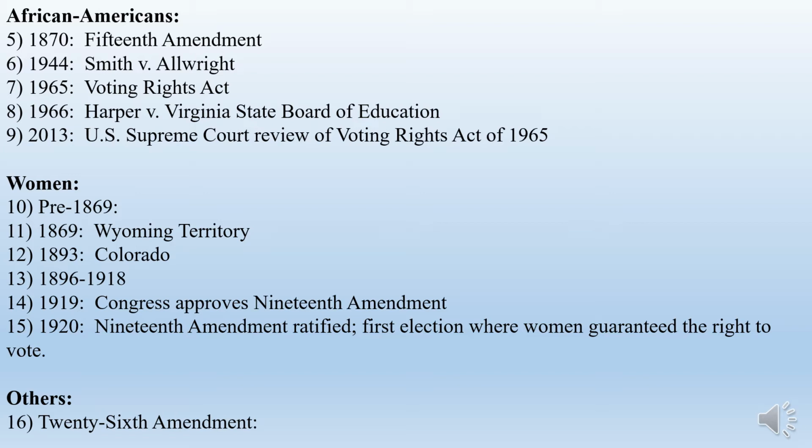Just black women's right to vote was not upheld until 1965. Now, 1920 is, by the way, the first election where women were guaranteed the right to vote. And so 1920 will be a watershed year, and we're coming up on the 100th anniversary of women being able to have the right to vote.